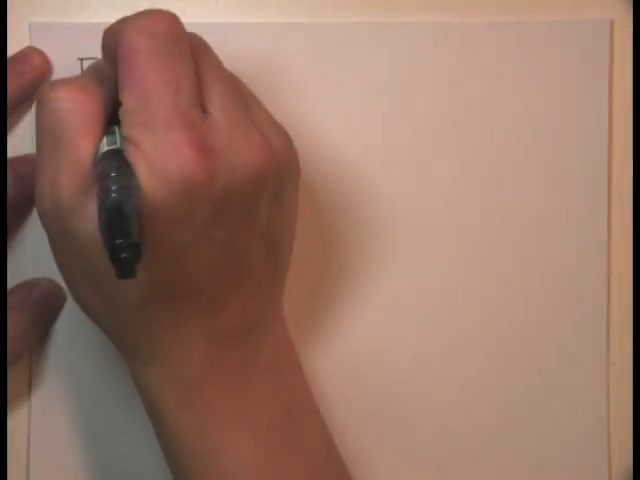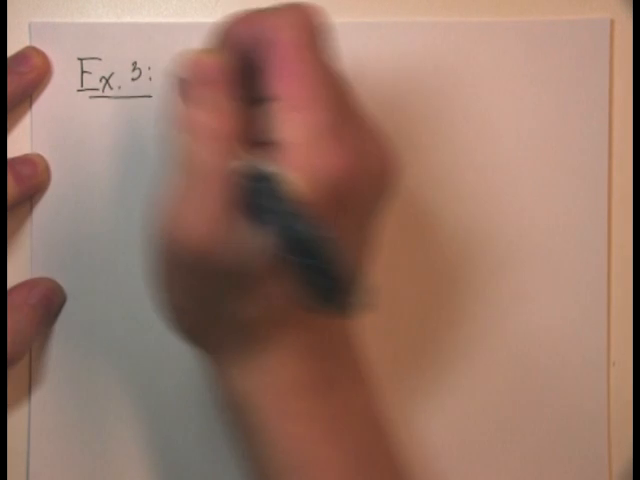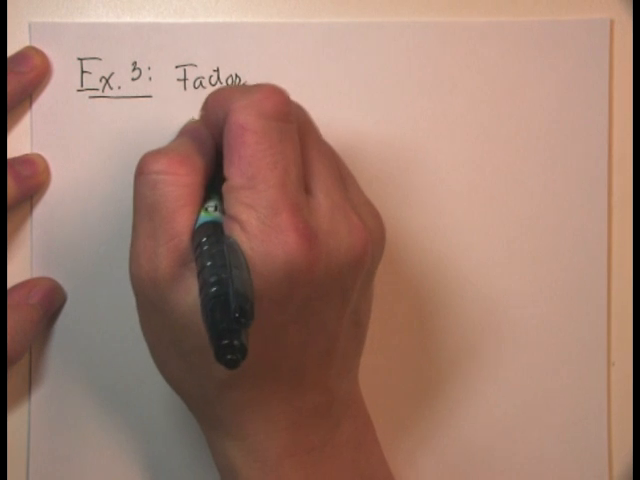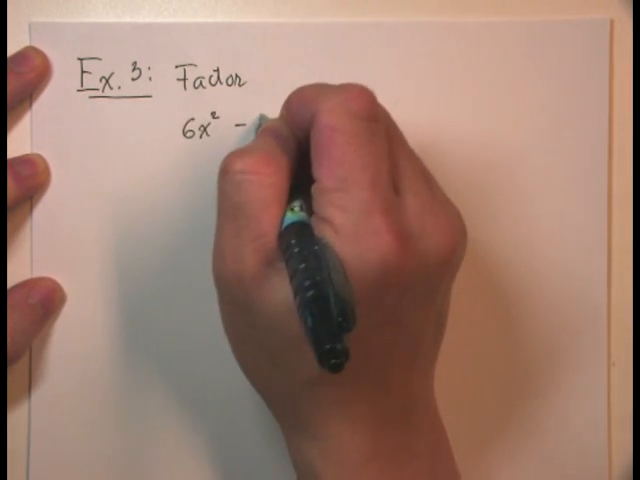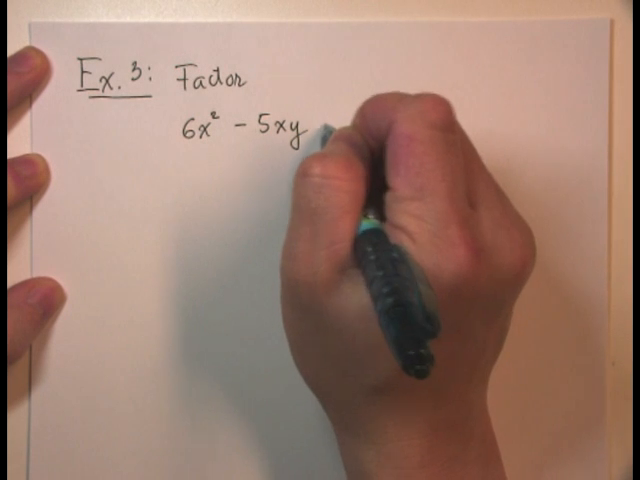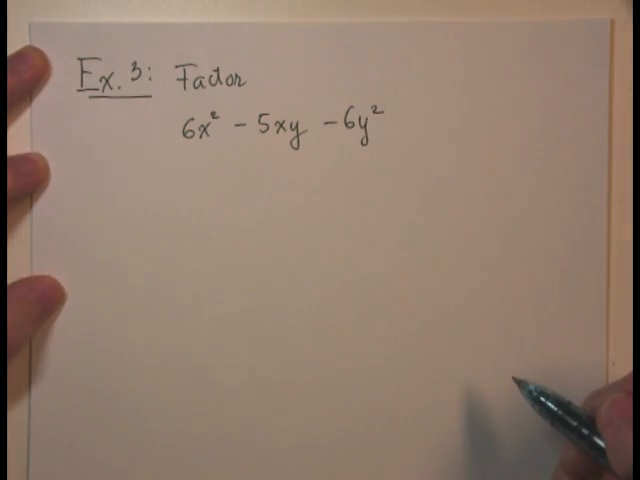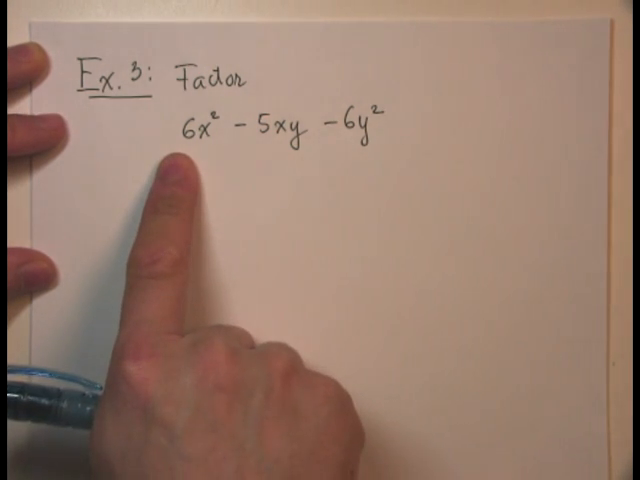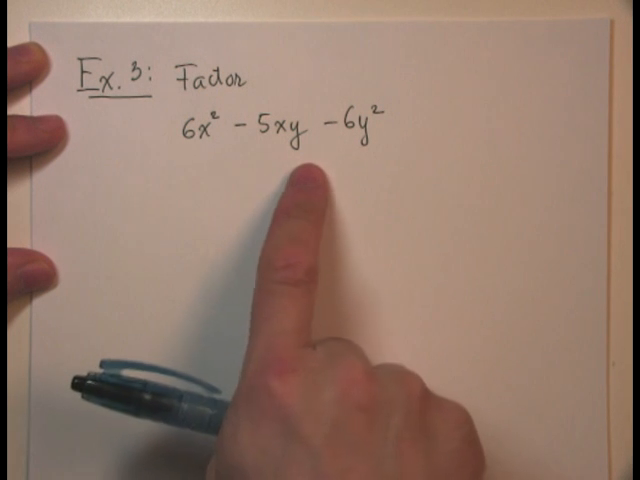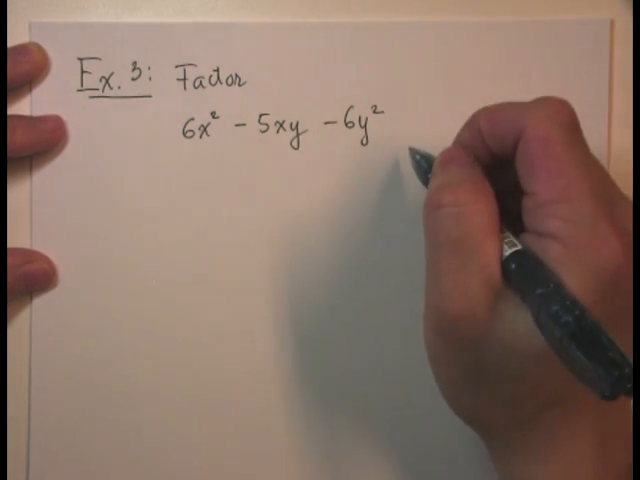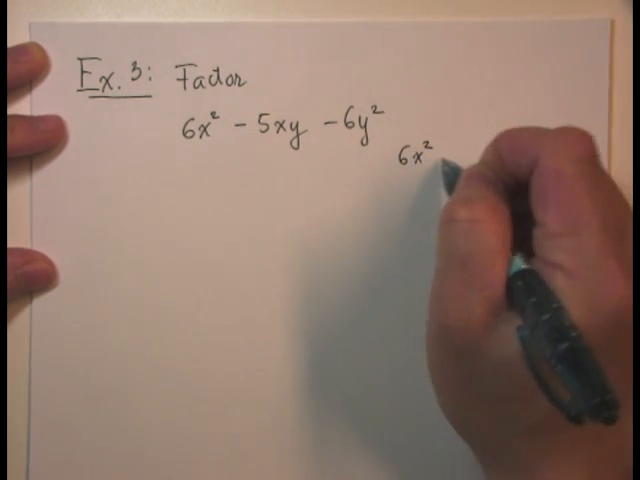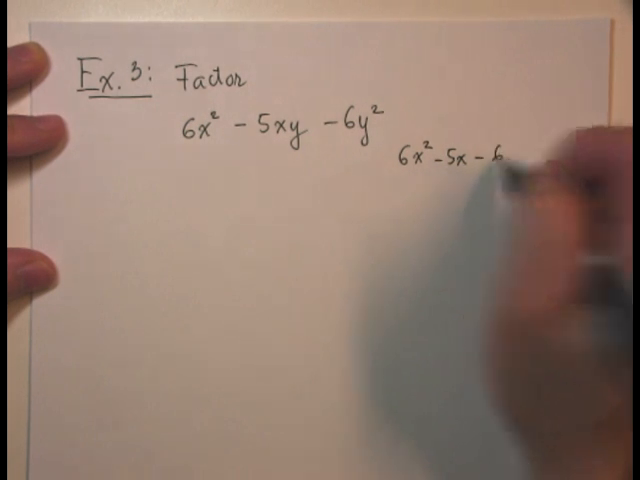Example number 3. Just another example for you to try. And here we want to factor 6x squared minus 5xy minus 6y squared. With this quadratic polynomial, notice the leading coefficient is other than 1, and it has two variables. So first, I'm still gonna pretend that it has only one variable. So here we have 6x squared minus 5x minus 6 for now.